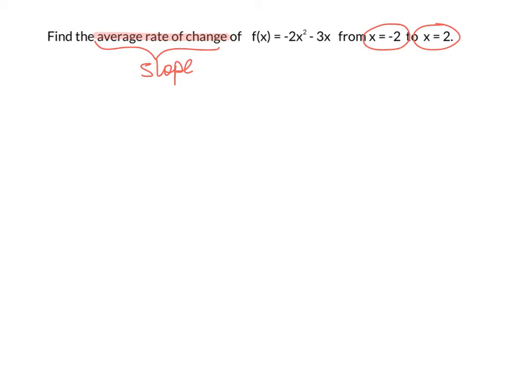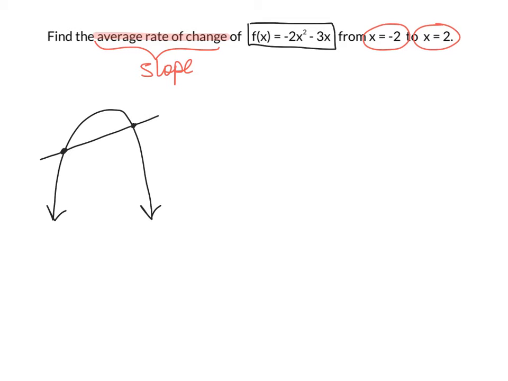And because I want to make a graphical connection here, I just want to remind you that if we look at the graph of this function, negative 2x squared minus 3x, that's going to be a downward facing parabola of some sort like that. And we're basically saying we're wanting to go from x equals negative 2 to x equals positive 2, wherever those values are, and we're finding the slope of this line that cuts through the parabola. And for those of you that are headed to calculus, you'll learn that this is called a secant line. Now understand, I didn't actually graph this accurately.